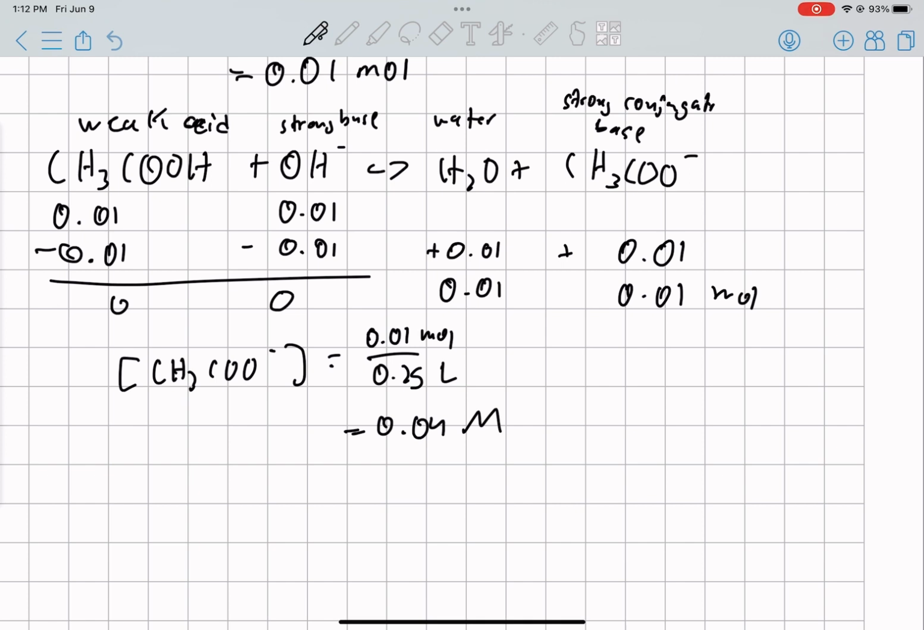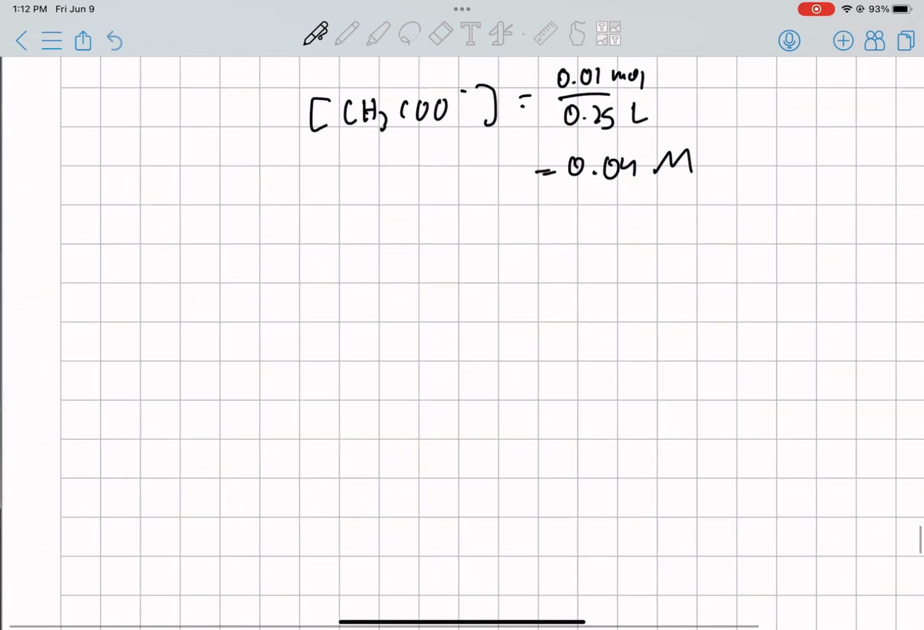We can write that reaction, but that reaction will come to an equilibrium point. And we want to solve for the number of hydroxide ions this reaction produces at that equilibrium point. So how do we do that? We use an ICE table.